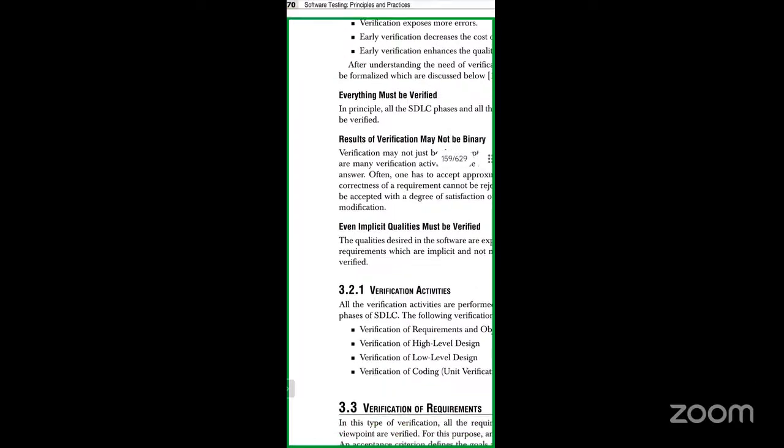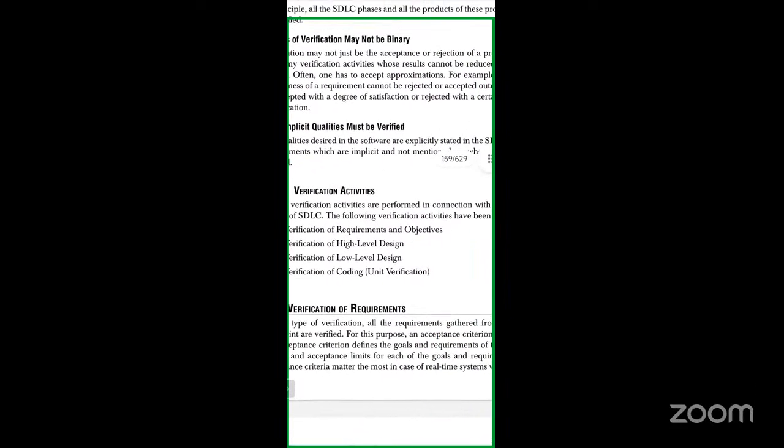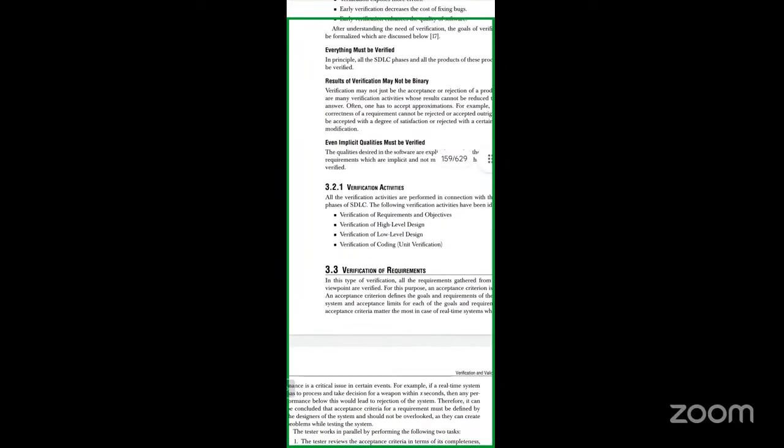It has to be either written or in the form of documentation. Even implicit qualities must be verified. So whatever we are giving implicitly or explicitly, that is internally or externally, has to be verified properly, right? In verification activities, again, we are going to have the high level objective design, low level design, and coding or unit verification. Okay, so this is related to verification.